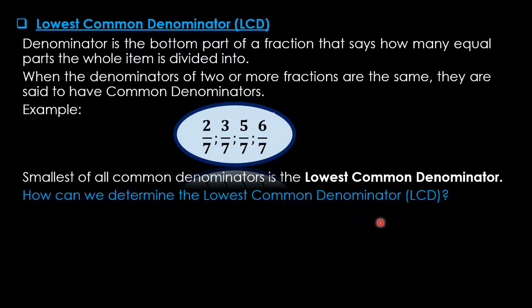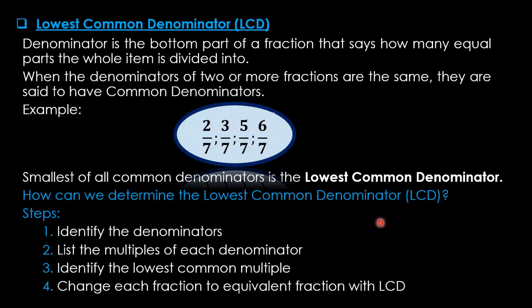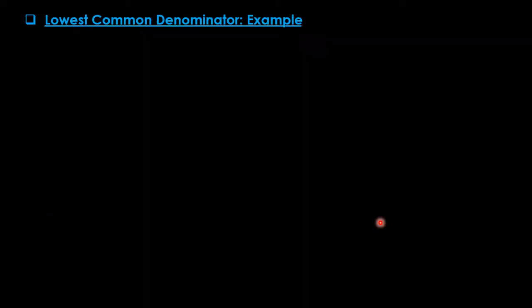How can we determine the lowest common denominator? Steps: number 1, identify the denominators. Number 2, list the multiples of each denominator. Number 3, identify the lowest common multiple. Then change each fraction to an equivalent fraction with the lowest common denominator, or LCD.